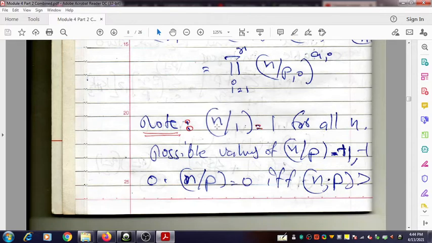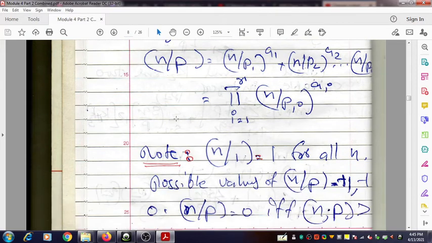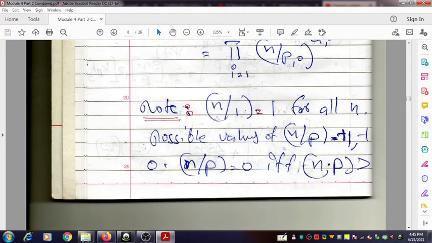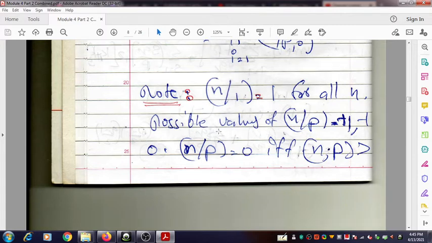Then you should note some very important points about the Jacobi symbol, given here. (n bar 1) equals 1 for all values of n, irrespective of the value of n. You should memorize this. And the possible values of (n bar p) for any given odd prime number p are plus 1, minus 1, or 0.